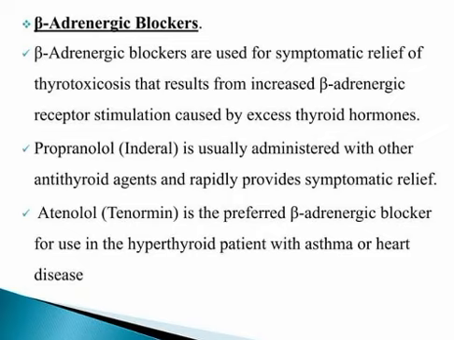These beta-adrenergic blockers are used for the symptomatic relief of thyrotoxicosis. This results from increased beta-adrenergic receptor stimulation, which is caused by the excess of thyroid hormones. Usually drugs like propranolol and atenolol are used. Propranolol is usually administered with other antithyroid agents like propylthiouracil or methimazole to rapidly provide symptomatic relief.